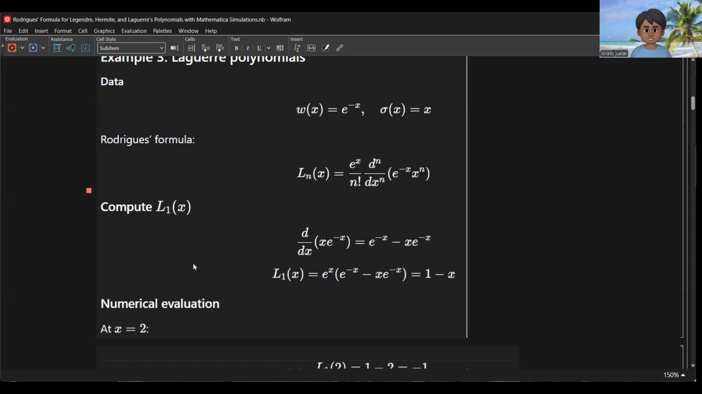So we have to compute L1, so n here is equal to 1. The derivative of e to the negative x times x to the n is equal to e to the negative x minus x times e to the negative x. By substitution, n factorial is equal to 1 factorial, so that is equal to e to the x times the first derivative of e to the negative x times x to the 1. By simplification, we have 1 minus x.